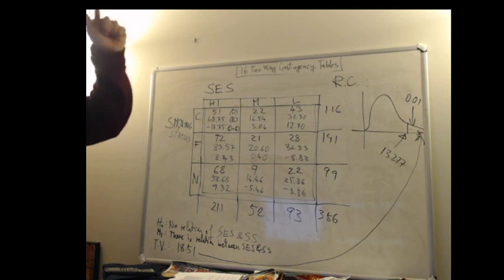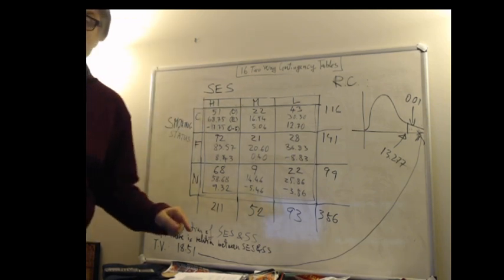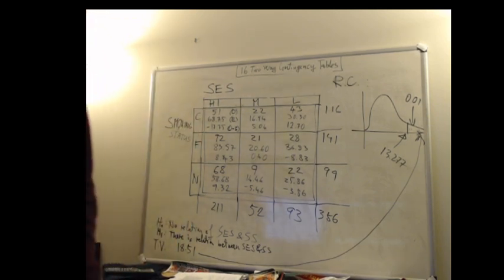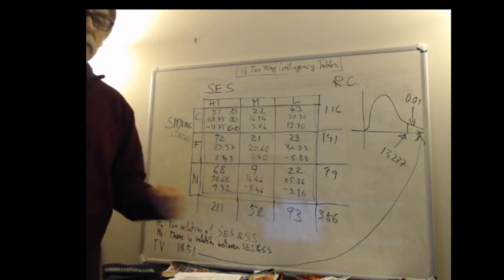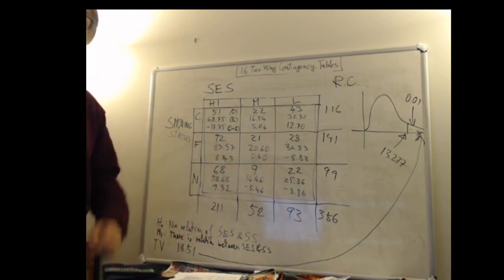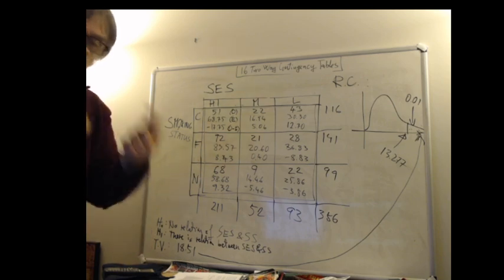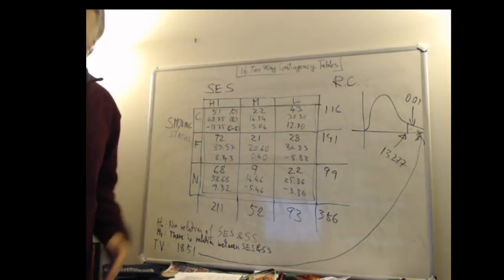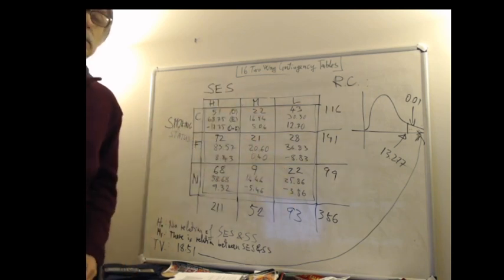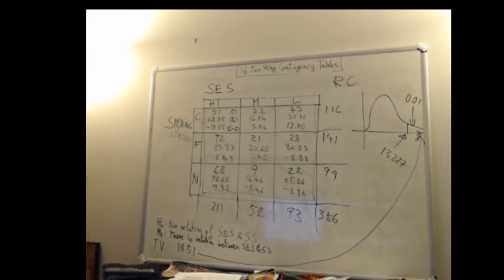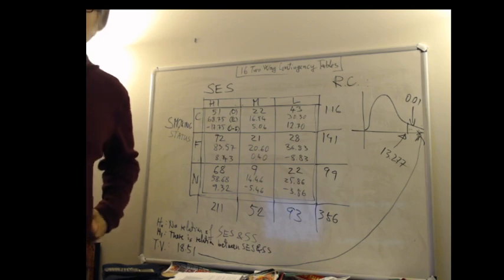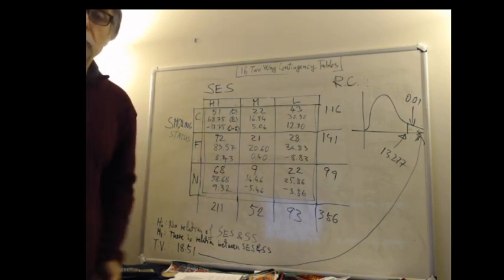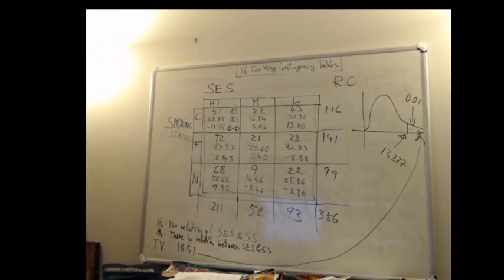The test value is in the tail. I'm 99% sure that socioeconomic status has something to do with the smoking status, or smoking status has something to do with the socioeconomic status. They are not independent. There is dependence between those two. That's why this test is often called test of independence. The result of my test is that they are dependent. They are related. They are not independent.